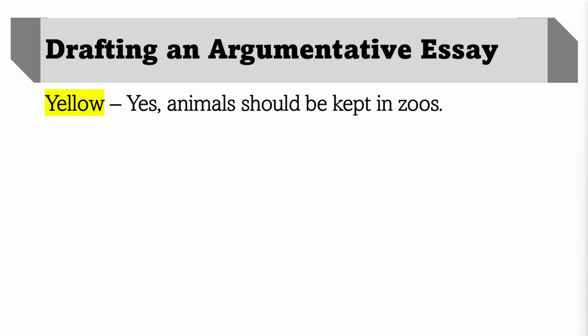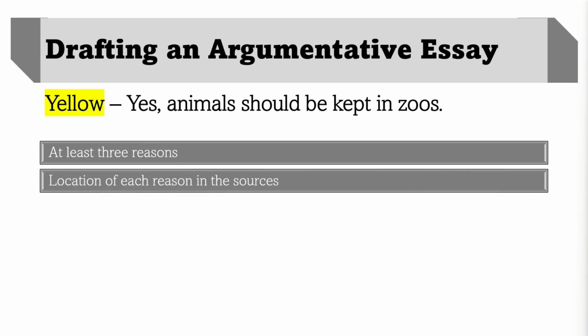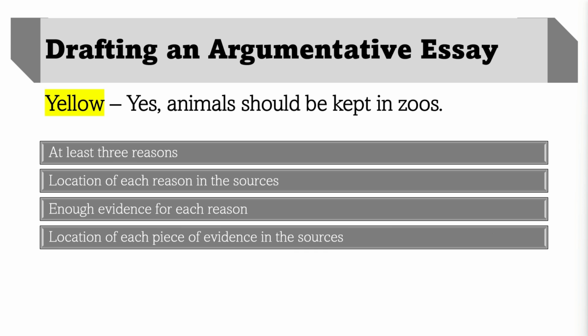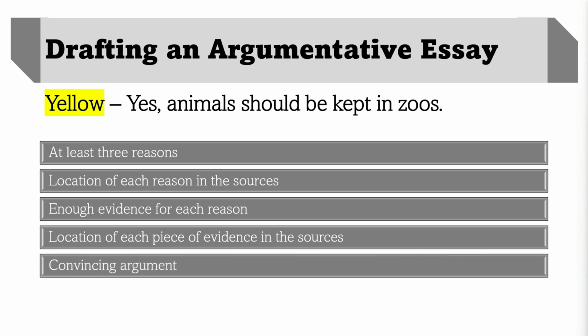Now I must go ahead and check my yellow highlights in the sources to find 3 reasons why my claim is the right option. I must clearly write down where those sources or reasons are located, specifically which source and which paragraph numbers. Every reason must have enough supporting evidence. Every piece of evidence must also be located in which source, in which paragraph. All of these will allow me to draft a great essay with a convincing argument and do it fast enough.